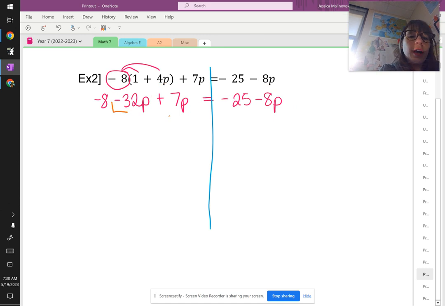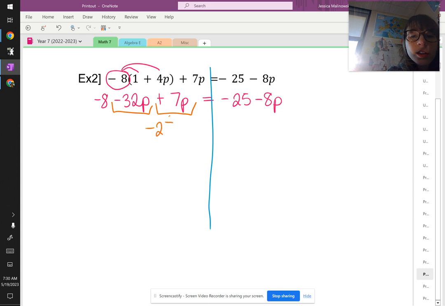But I do have like terms on this side of my equal sign. See how they're both on the same side, so I can add those together. So negative 32p plus 7p is going to give me a negative 25p is equal to negative 25 minus 8p. And don't forget to carry down that negative 8.